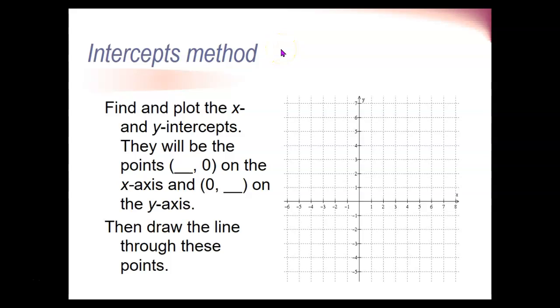One specific method that's often easy to use is the intercepts method, where the points that you find and plot are the x-intercept and the y-intercept. The x-intercept is going to have 0 for its y-coordinate, and it's going to be on the x-axis. And the y-intercept is going to have 0 for its x-coordinate. It's going to be on the y-axis. And those are your 2 points, and then you draw the line through them.